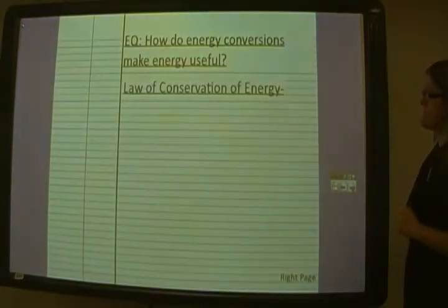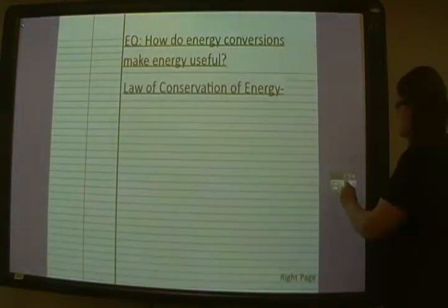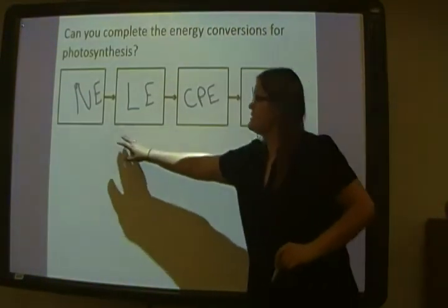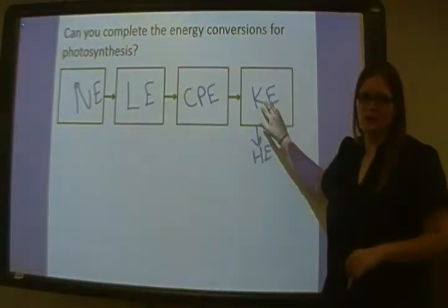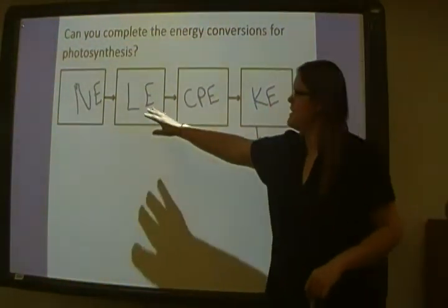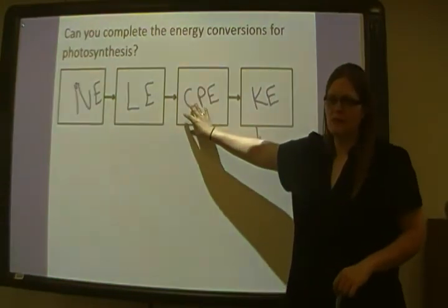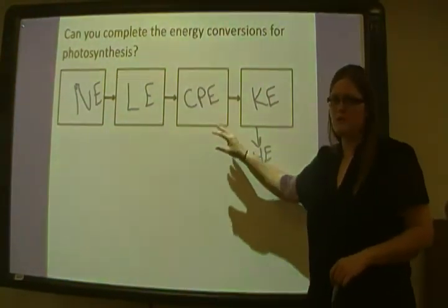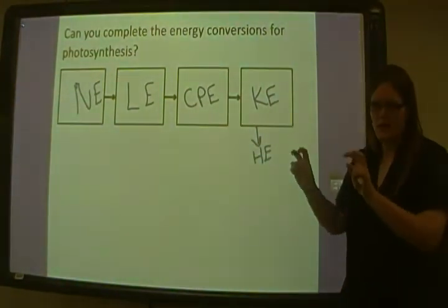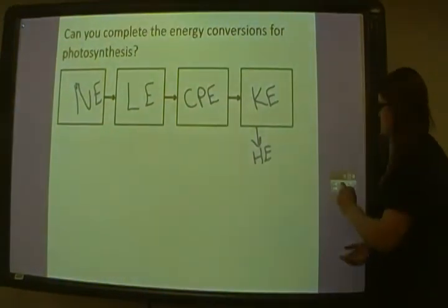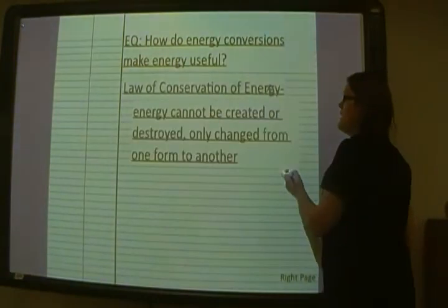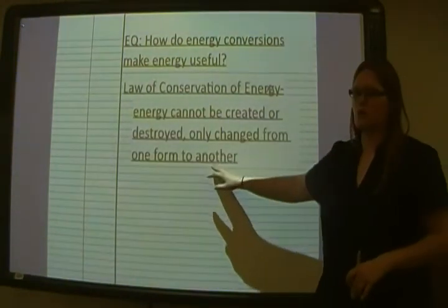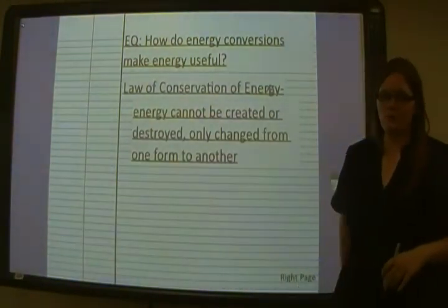Thinking about this system with the sun, did all of the nuclear energy from the sun end up as kinetic energy in our bodies? Of course not. Step by step by step, some of this energy is converted to other forms and lost out of the system. That takes us to this law. We have to remember the law of conservation of energy. Energy cannot be created or destroyed. It is only changed from one form to another.